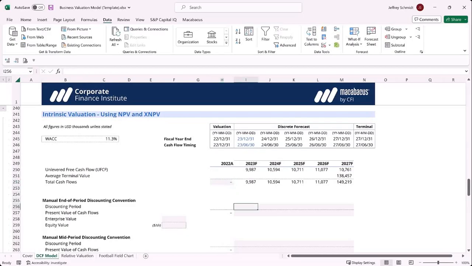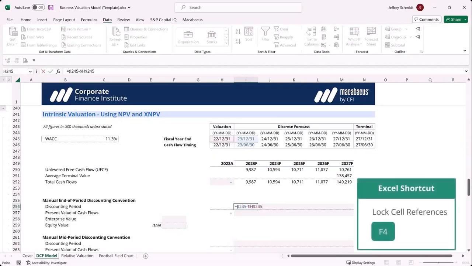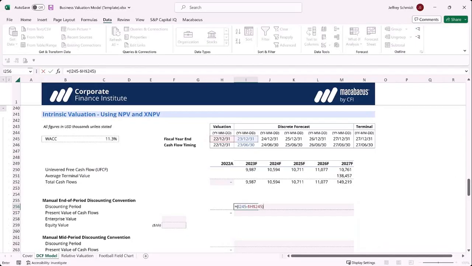Okay, since we have actual dates that we want to use, for our discounting period, yes, in theory, you could take 2023 minus 2022 if you wanted to. Alternatively, since we have actual dates, we can take one date minus another date. Again, we'll anchor that date in cell H245, and we'll divide by 365 for days in the year.